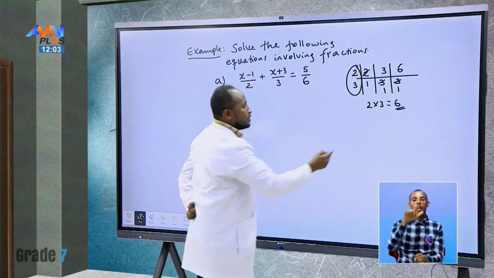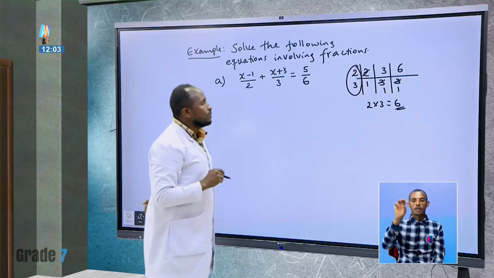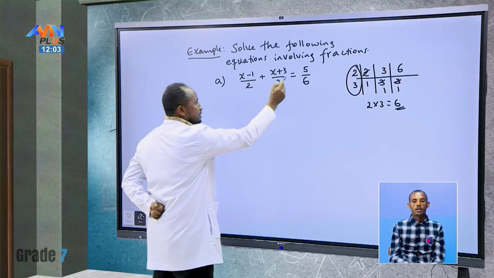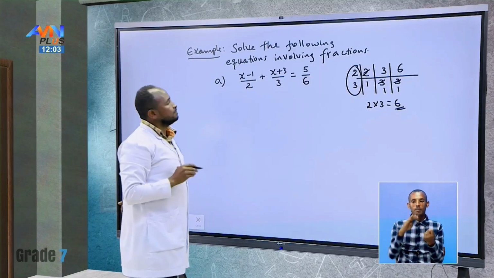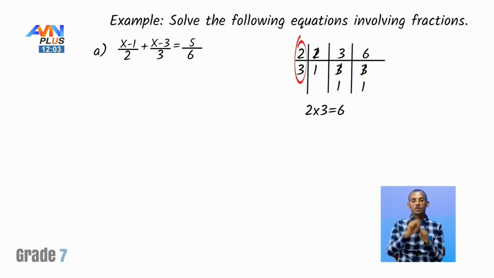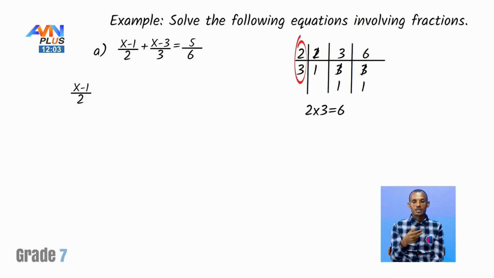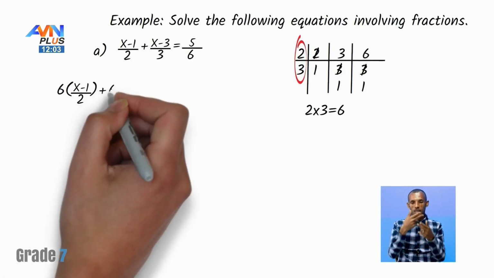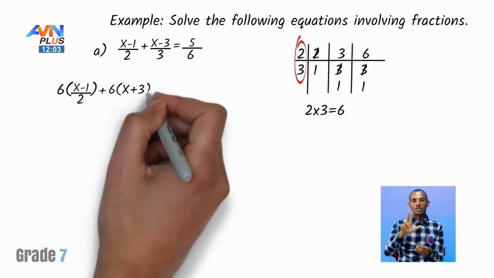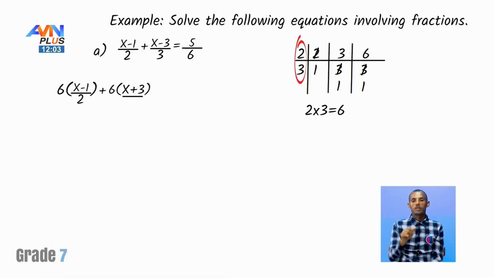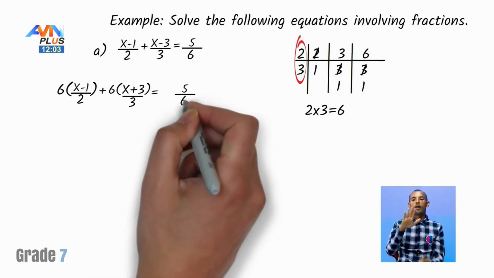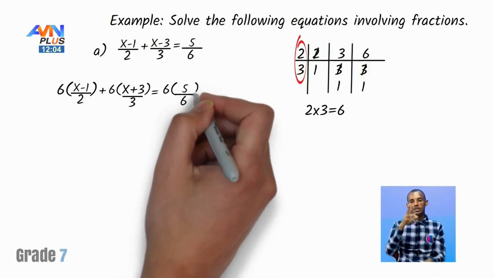So once you have found the LCM, you multiply each term by 6. So here it is x minus 1 over 2. You multiply this by 6, plus you multiply this one by 6: 6 times x plus 3 over 3, is equal to, you multiply 5 over 6 by 6.